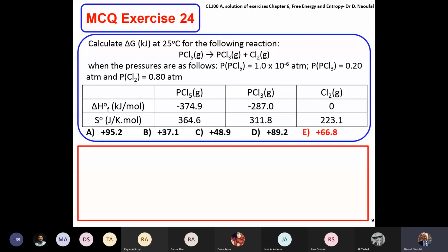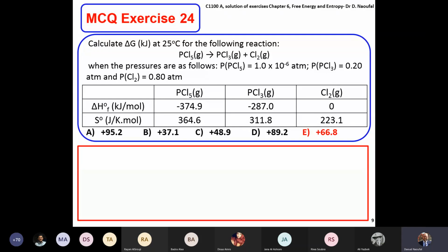MCQ 24, calculate delta G at 25 degrees for the following reaction: PCl5 gas gives PCl3 plus Cl2 gas, when the pressures are as follows: P of PCl5, P of PCl3, and P of Cl2 are given. So this is a calculation of delta G of a reaction at a certain advancement.